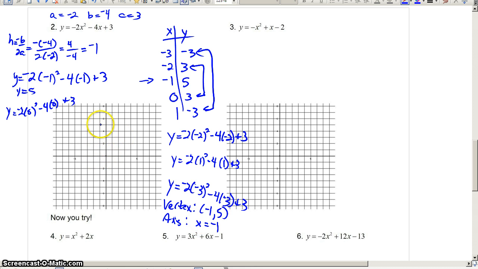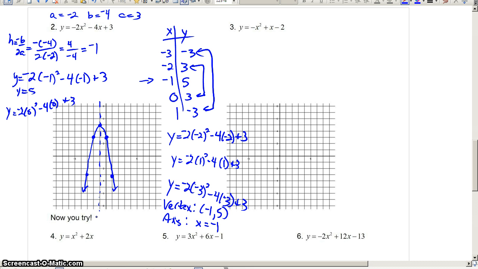-1, 5, 1 to the left, go 5 steps up. 0, 3, just go 3 steps above the origin. -2, 3, 2 to the left, and then 3 up. 1, -3, 1 to the right, 3 down. And then -3, -3, 3 to the left, and then 3 down. As you look this over, I hope you could quickly see that there's a definite parabolic or parabola shape. Right down the center of the curve is your vertex.